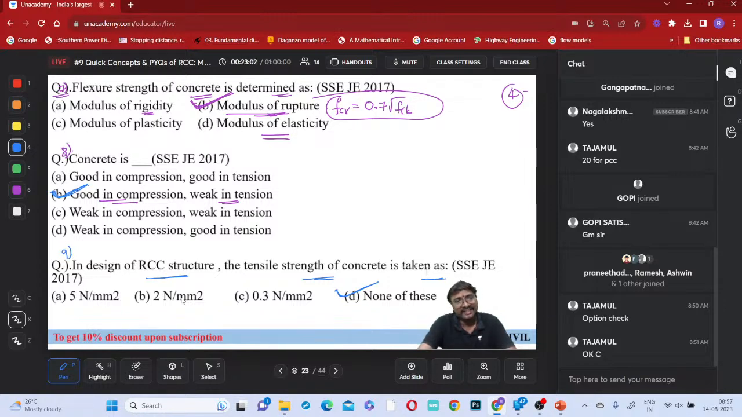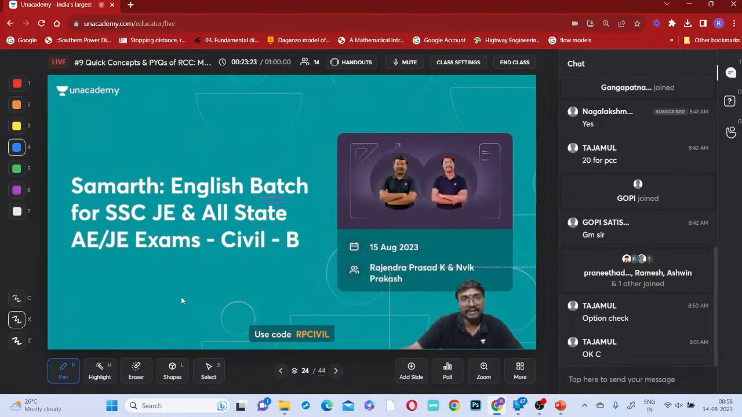Can we say directly that it is 5 MPa, 2 MPa, or 0.3 MPa? There is no such condition. Can we say directly like this, or we cannot say directly like this? We cannot say directly like this. Rahul Apte also answered correctly.